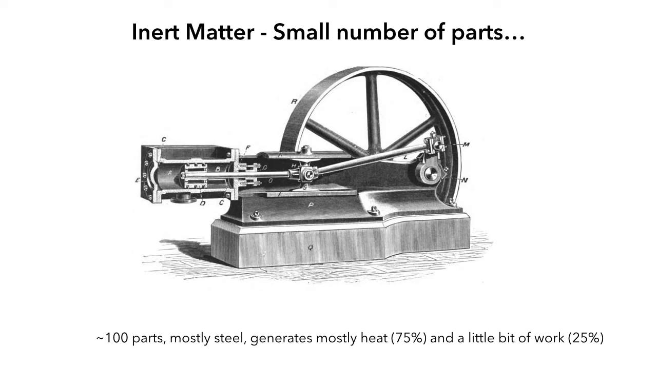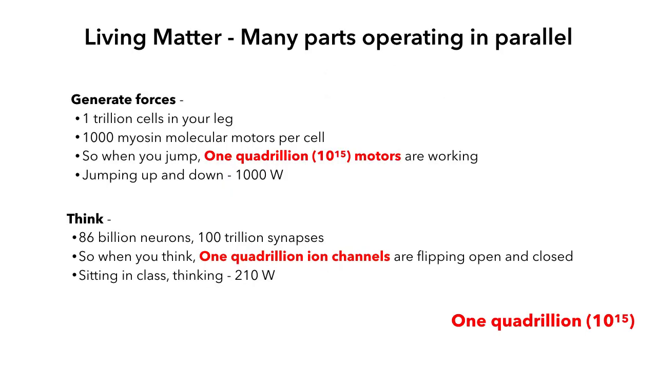Unlike living matter, devices or objects fabricated from inert matter typically have a very small number of parts. Look at this steam engine. We're dealing with something like 100 parts, mostly steel, maybe some bronze and some other metals. And this machine generates mostly heat and a tiny little bit of work. So unlike something like the brain, you're dealing with an object here that is much less energy efficient and has an incredibly smaller number of different pieces.